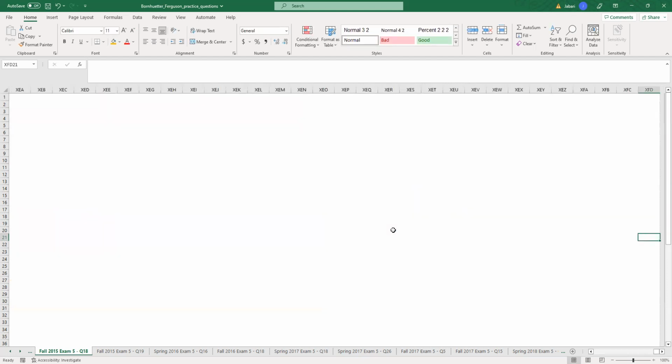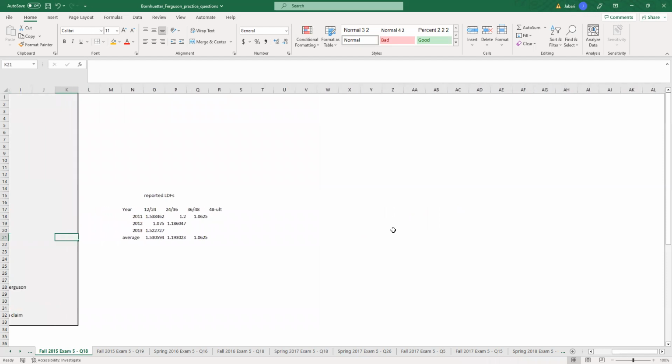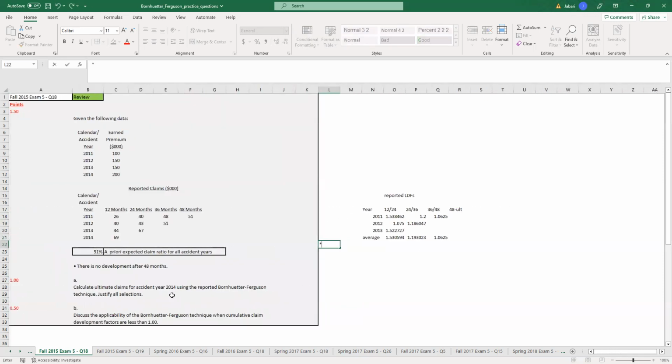And because I am making that assumption, whenever you make an assumption, you should always state it, especially when the question says to state and justify all selections.